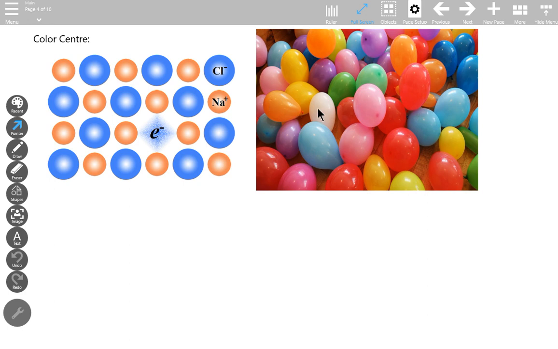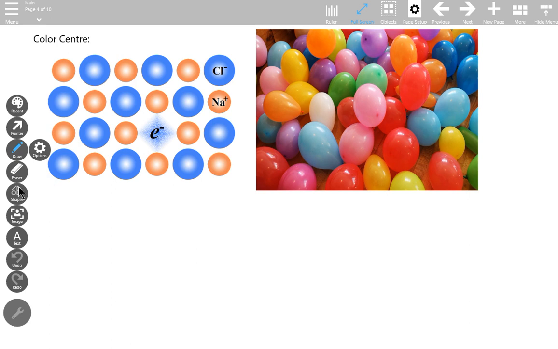Why is it that all the balloons are not white, or not always in a blue color? There is some reason behind this, why it produces the beautiful colors. So we are going to see the next topic, which is known as color center, which is the reason behind all those beautiful and fascinating colors.